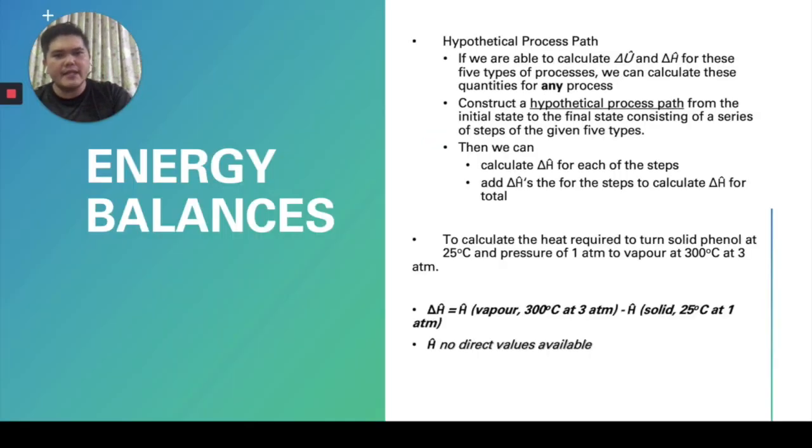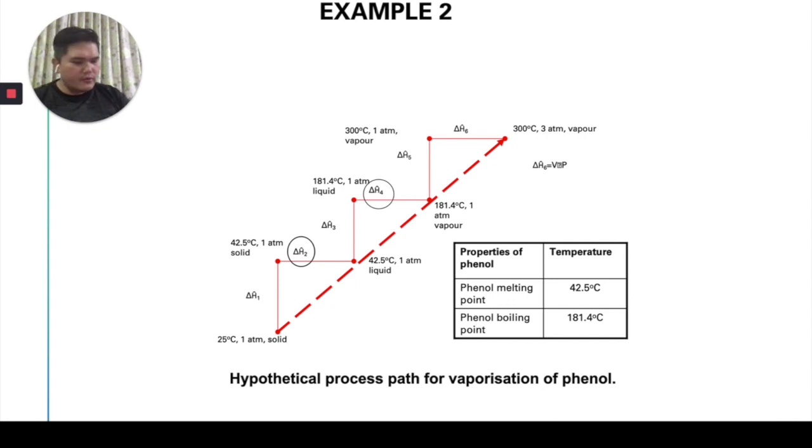This is given in the previous section, where we want to turn the solid phenol at 25 degrees and pressure of 1 atm to vapor at 300 degrees and 3 atm. So let's assume that we take the reference state to be at 25 degrees Celsius, 1 atm, solid. That will be our reference state.